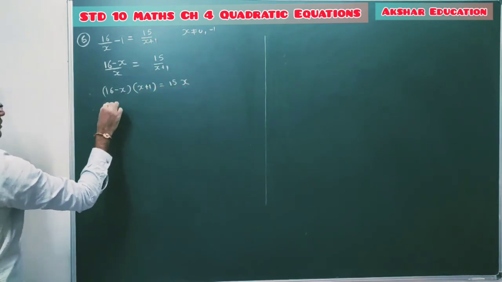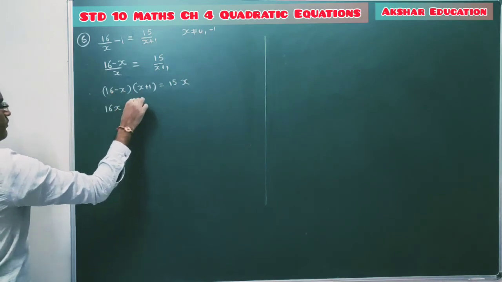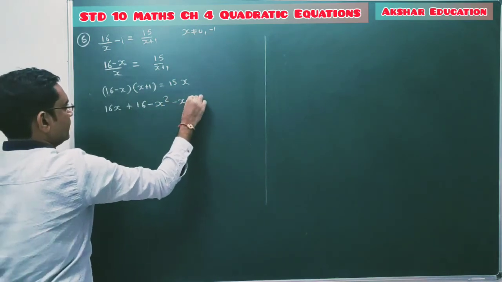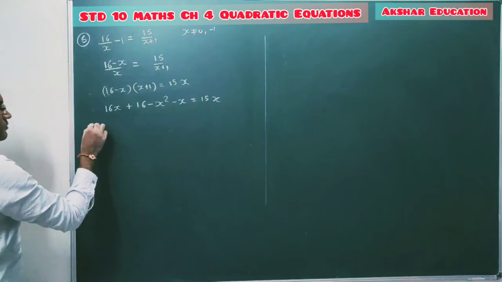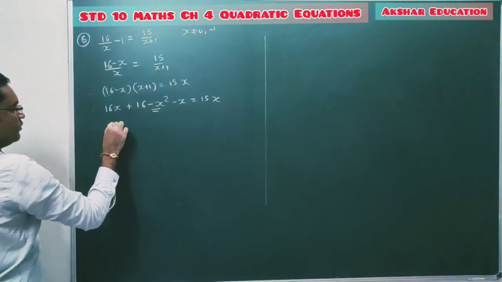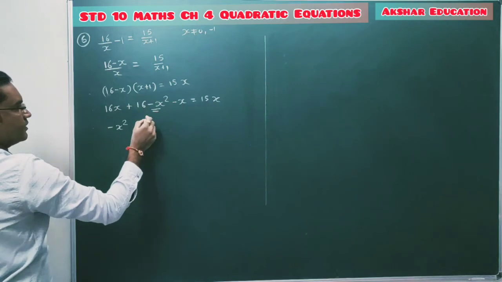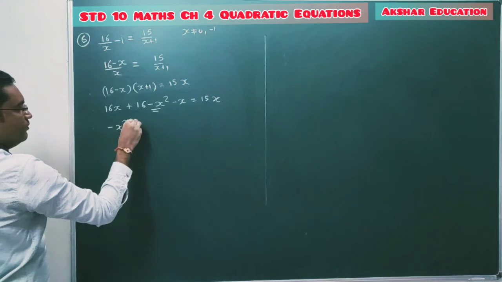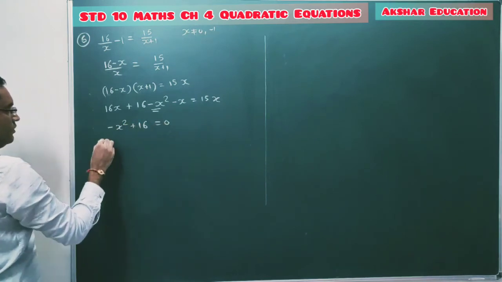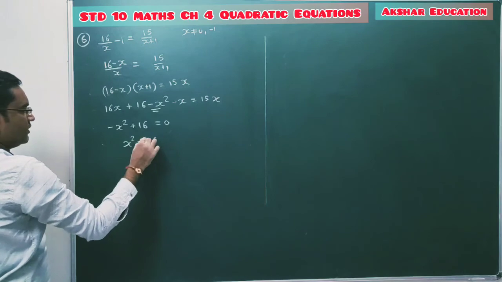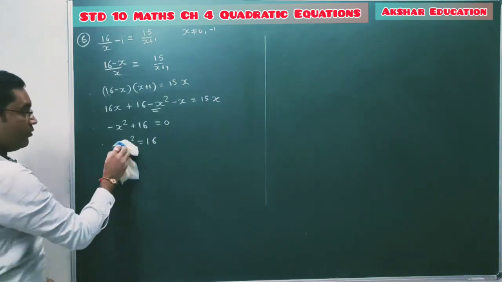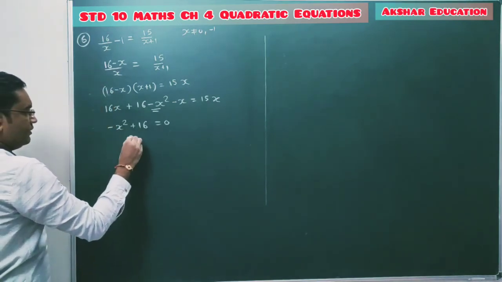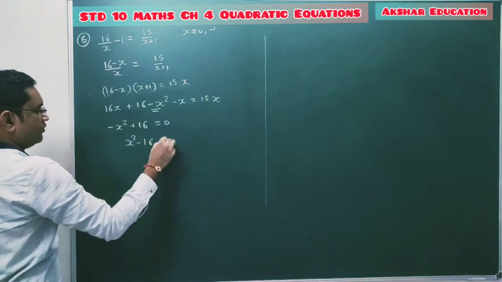So here 16x plus 16 minus x square minus x equal to 15x. So simplification is minus x square, 16x minus x, 15x minus 15x, so it's a 0. So plus 16 equal to 0. So here we are getting x square equal to 16. Here we have to use the quadratic formula, don't forget it. आप ऐसे करके डायरेक्ट फैक्टराइजेशन में चले जाते हो. So here x square minus 16 equal to 0.